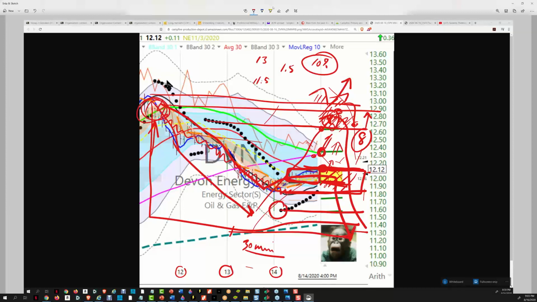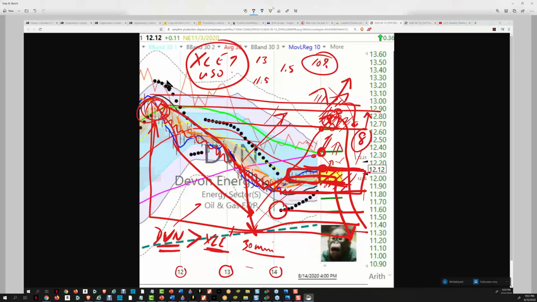But this one, we're going to want to watch XLE and USO and see what they're doing to see if that's going to add juice this way or that way. Now, Devon Energy, DVN, has been better than XLE. So there has been some buying pressure on Devon Energy. So it wouldn't surprise me if, even if XLE was doing okay, but Devon Energy was doing great, that would be a really good sign. So I like Devon Energy here. It's a good trade frame. Tradable in both directions.